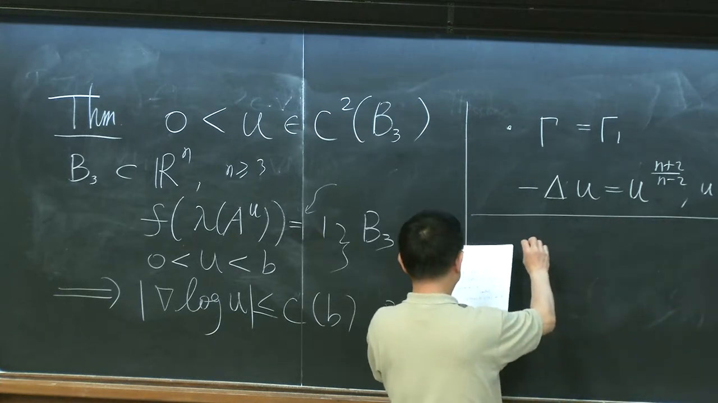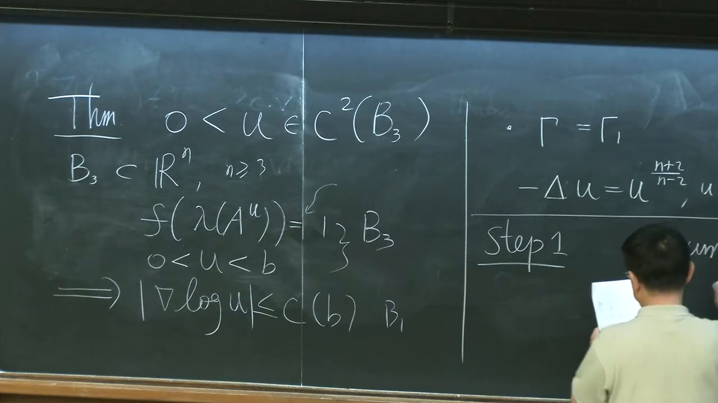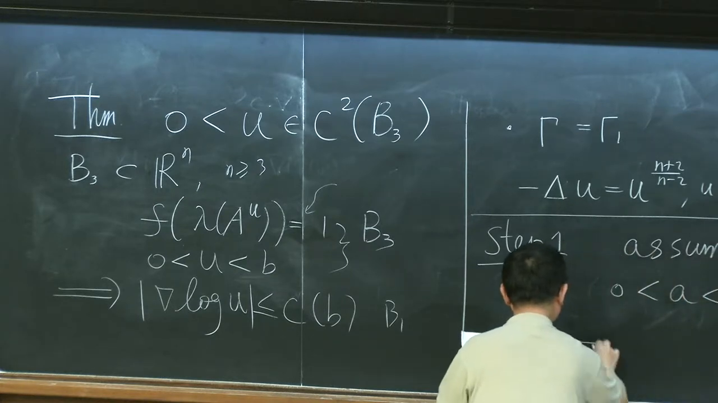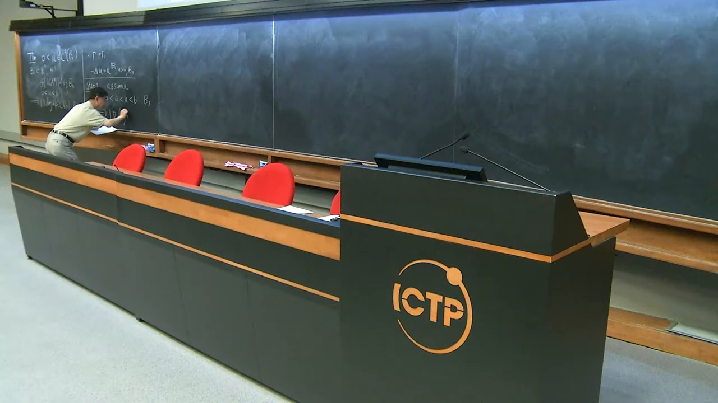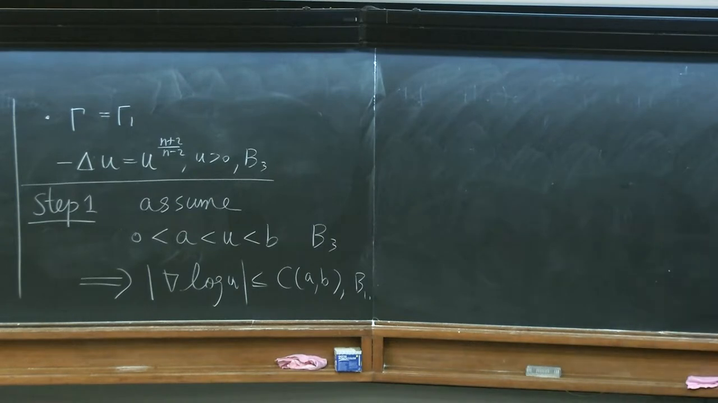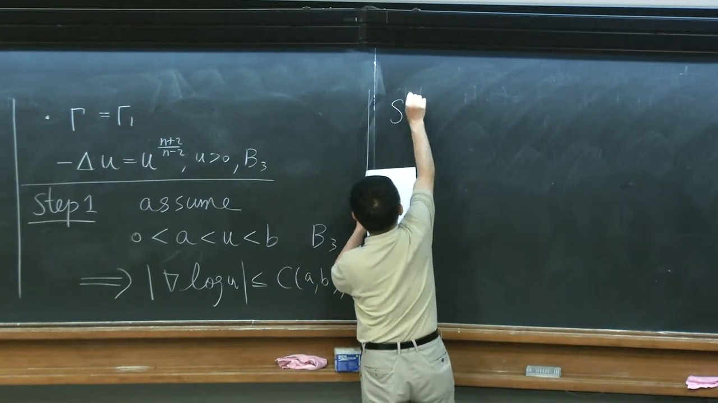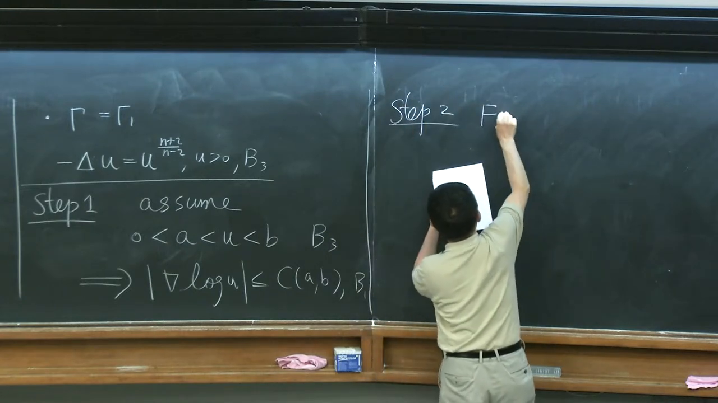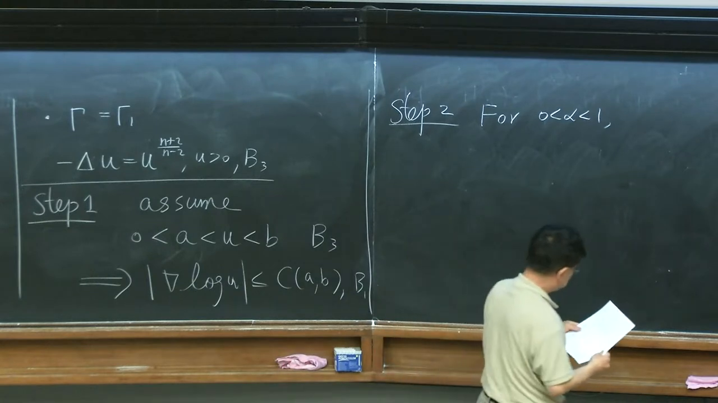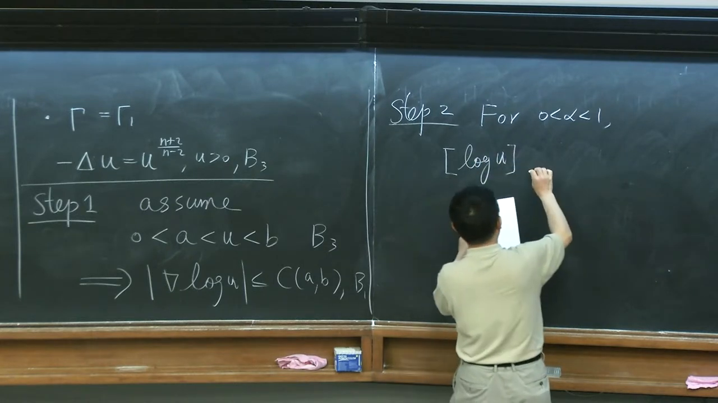And last time, we proved the first step. So we first assume that not only is there an upper bound, we also have a lower bound. In that case, one can prove the gradient of log has a bound, and it also depends on the lower bound. So step two: we can prove a Hölder bound by using this result plus the Liouville theorem for the degenerate equation.